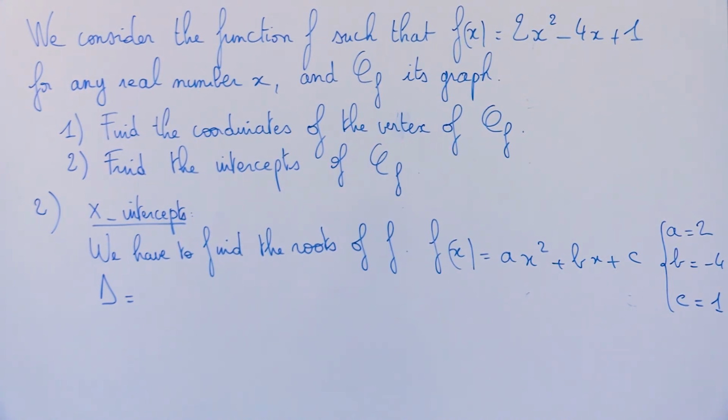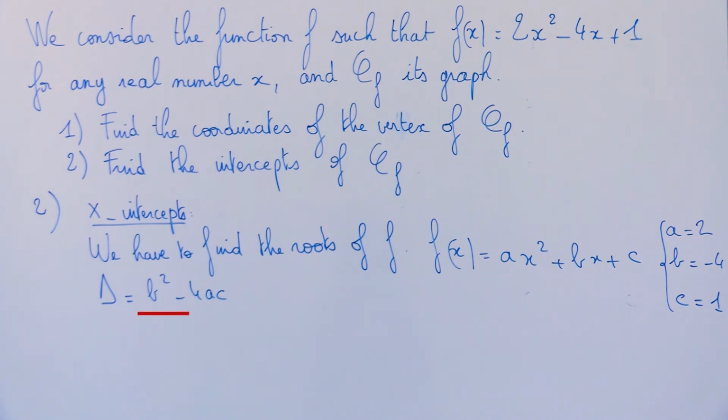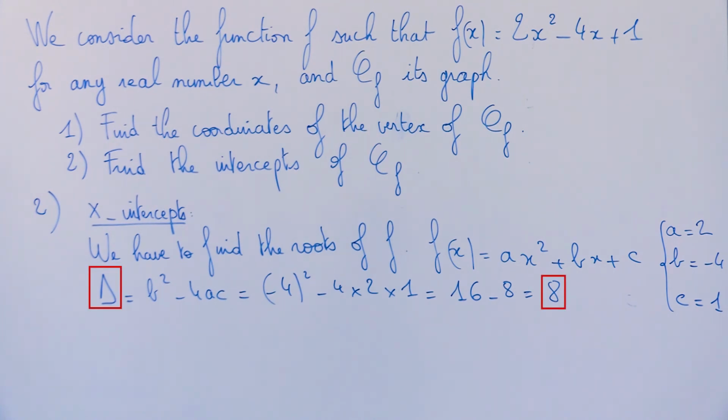We already identified the coefficients a, b, and c, and just have to plug them into the formula. We know that our discriminant delta is b squared minus 4 times a times c. Don't forget to write negative 4 between brackets. And we can compute the result, delta is equal to 8. So our discriminant is positive, and we know that in this case, there are two roots for the quadratic function f.